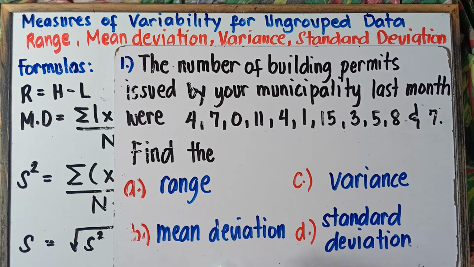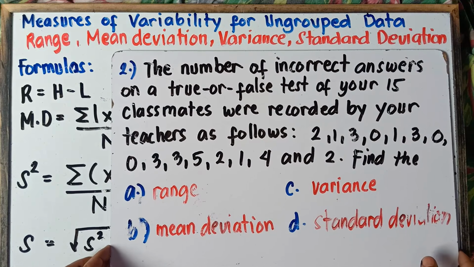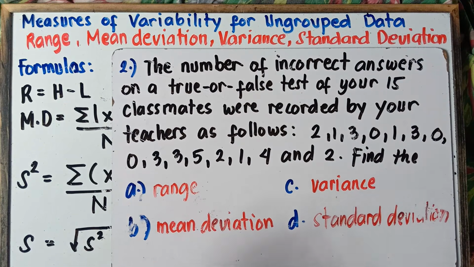I'm sure it will really take time in answering example number 1. Therefore, in the next part of the video, part 2, this will be example number 2. This will be the question, and once again, you're going to find the range, the mean deviation, the variance, and then the standard deviation. For part 2 of our video, for number 2, I will make another video and put the link in the description down below. Feel free to see that video, because we need to explain number 1 step by step.